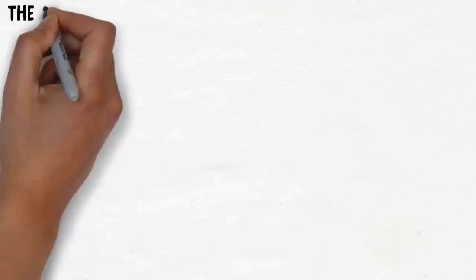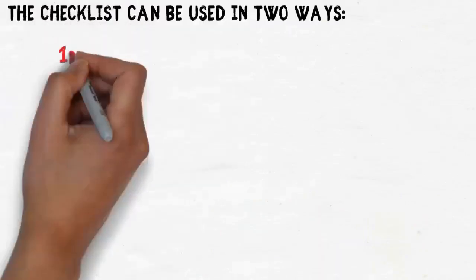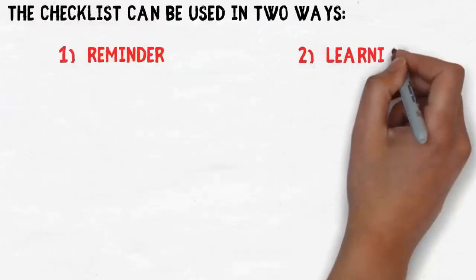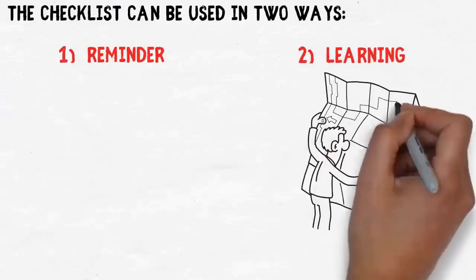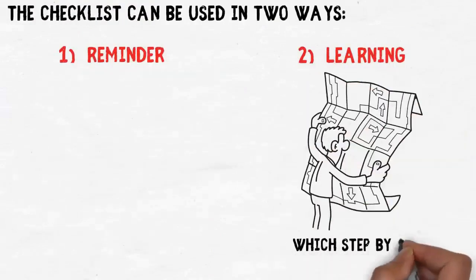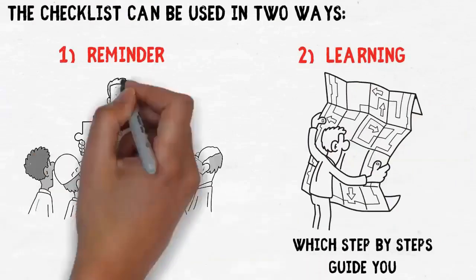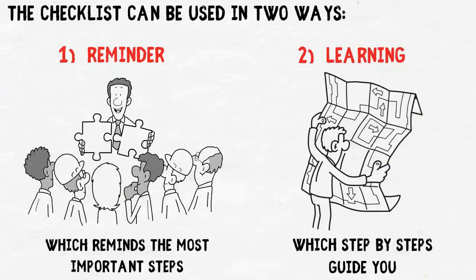The checklist can be used in two ways. One, for reminders, and the other, for learning. If you are a beginner, you can use the checklist for learning, which will guide you step by step. And if you are an expert, you can use it as a reminder by ticking off items.